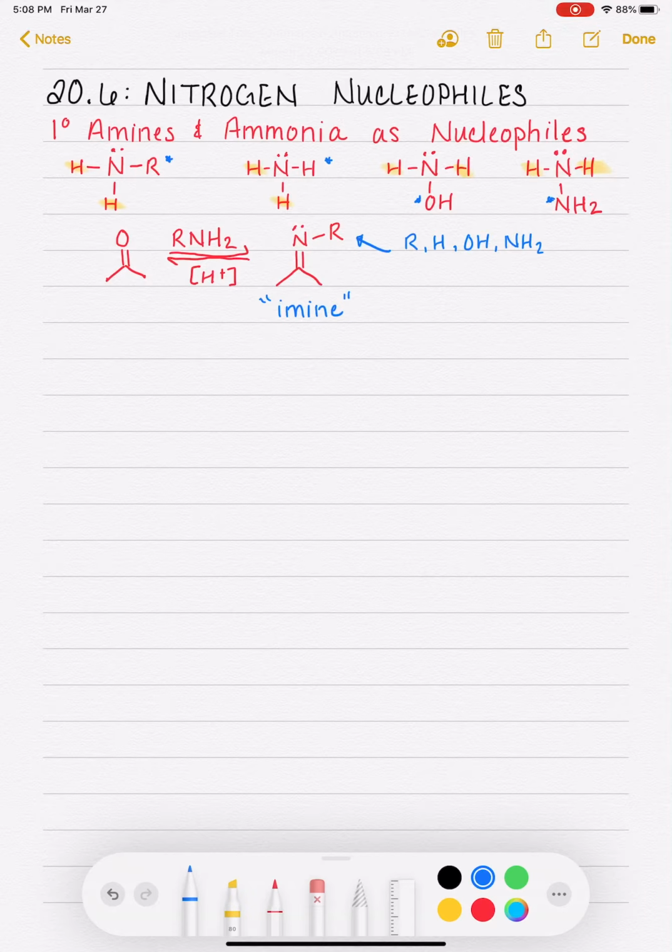The acid catalyst that we use for this reaction, H+, your textbook likes to use TsOH. It also likes to use H2SO4. Sapling likes to use HCl, and Sapling likes to use H3O+, and you could use pretty much any acid you want. And this reaction is totally reversible, so we can convert the imine back to the aldehyde or ketone.